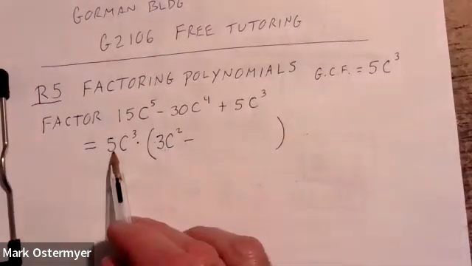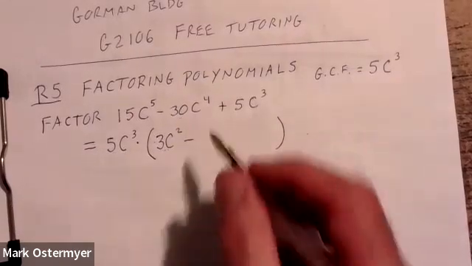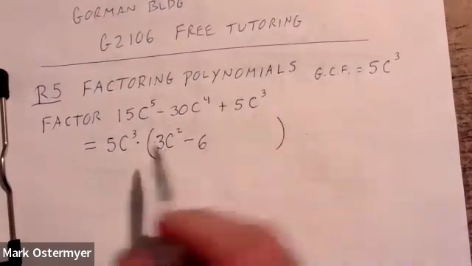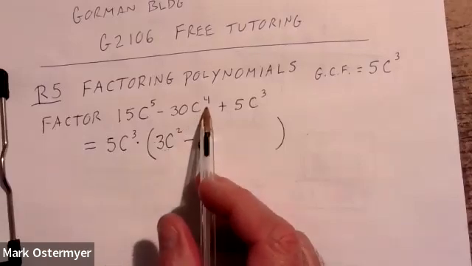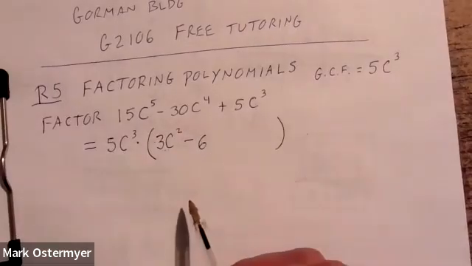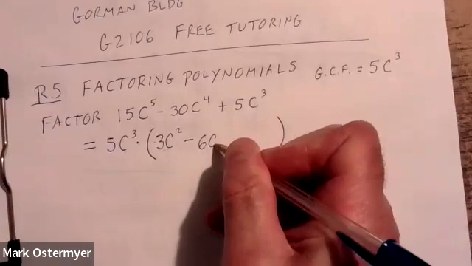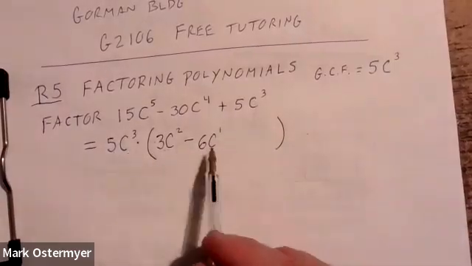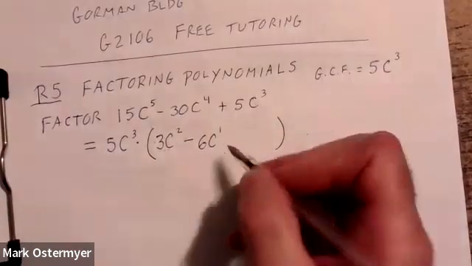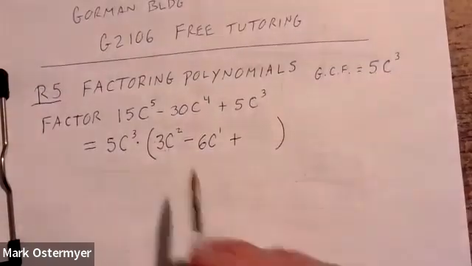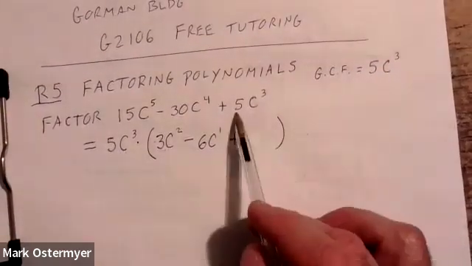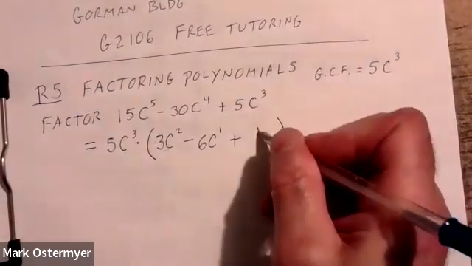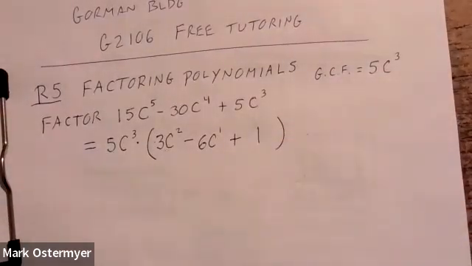Minus, when I factor 5 out of 30, what do I leave behind? I would leave behind 6. When I factor c to the 3rd power out of c to the 4th power, how many c's would I leave behind? Well, just 1 c would be left behind because c cubed times c gives you back c to the 4th. Plus, when I factor 5c to the 3rd power out of itself, I would leave behind 1. And so there you go. We have just factored this trinomial here by factoring out 5c cubed out of each of the 3 terms.